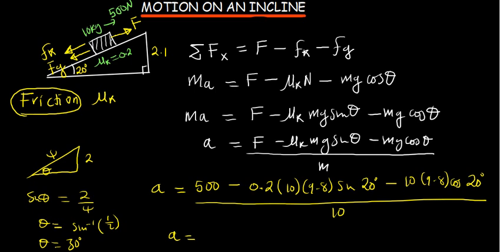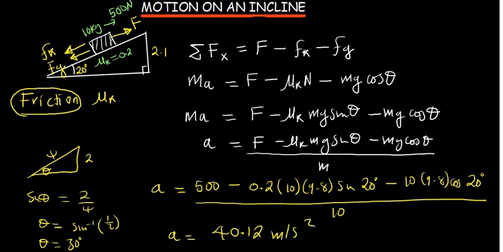If you've got a calculator, you can go on and punch with me. That is 500 minus 0.2 times 10, that is basically a 2, multiplied by 9.8, that would be 19.6, and then sine 20. And then minus 10 multiplied by 9.8 multiplied by cos 20. That has given me about 401.205, and then divided by 10. That is going to give us 40.12 meters per second squared.